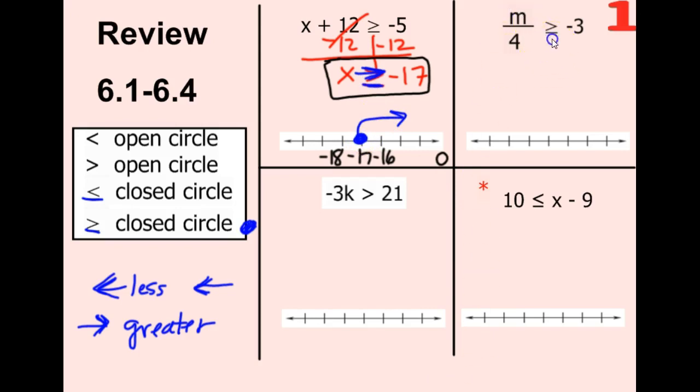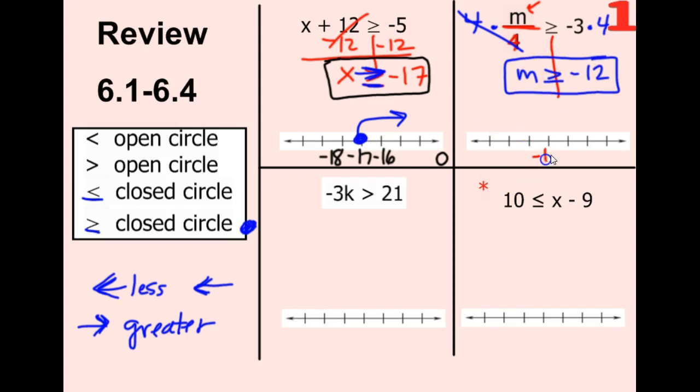Same thing on this one, draw your line down. We want to get m all by itself. Now this one says divided by 4. So the opposite of dividing is multiplying. So I'm going to multiply by 4 on both sides. 4 divided by 4 goes away. We just have m. And then negative 3 times 4 is negative 12. The letter's on the left, so we can graph.